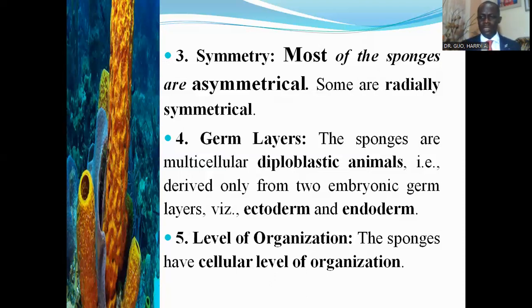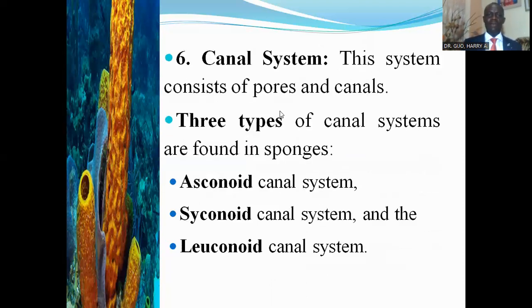The fifth distinctive feature is their level of organization. The sponges have a cellular level of organization. The sixth distinctive feature is their canal system. This system consists of pores and canals. Three types of canal systems are found in sponges.